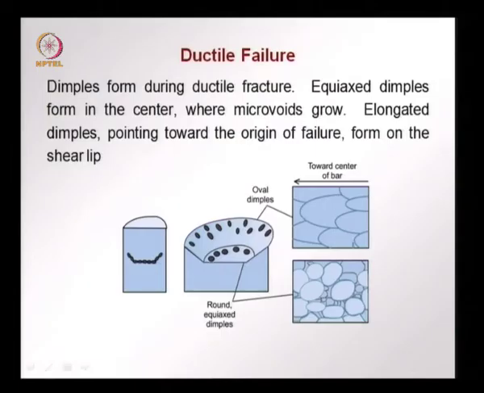Okay, and the dimples point towards the origin of failure. So, this is the center of the bar where the failure started, and the dimples form with this orientation, and this is now what is called the shear lip, where shearing occurred, and this is where the oval dimples are formed.